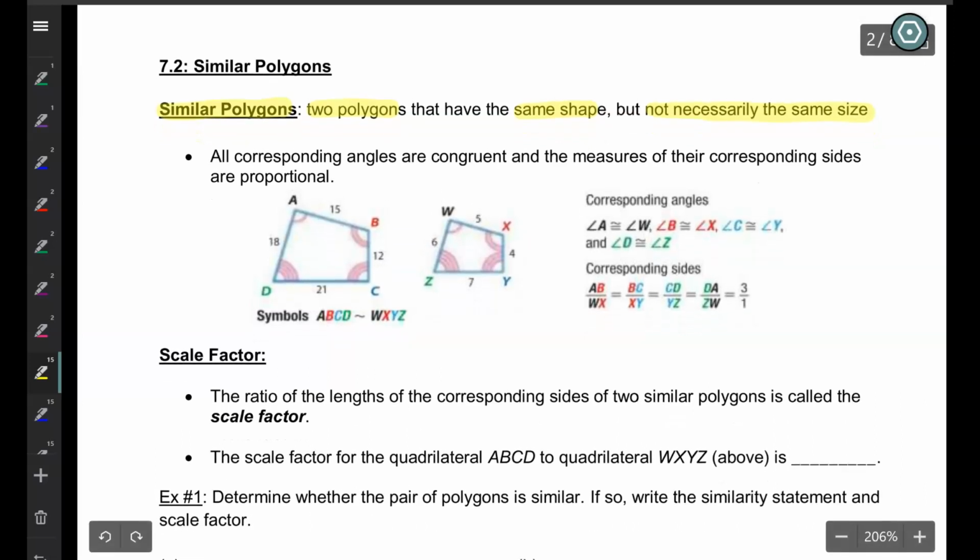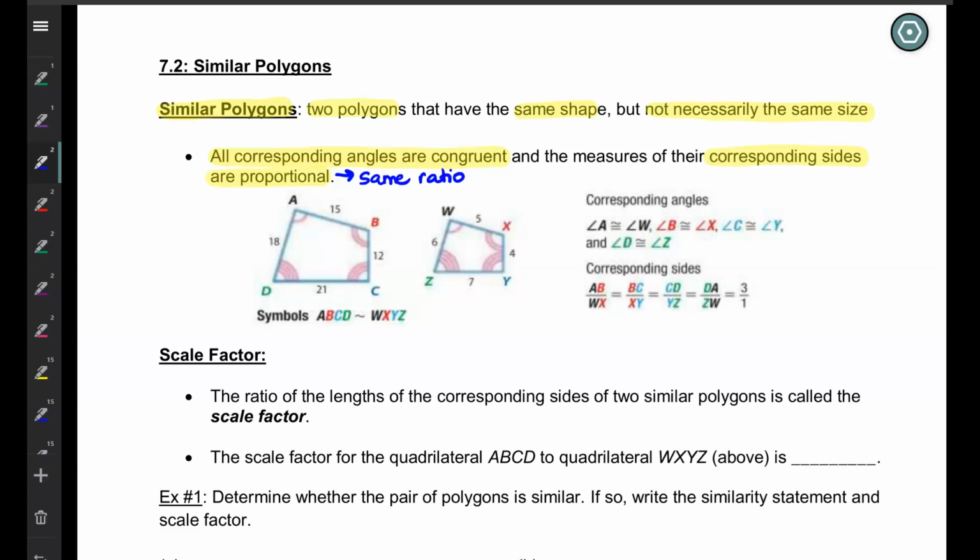All right. What we want to make sure with similar polygons is that all the corresponding angles are congruent. You can see the two pictures below of quadrilateral ABCD and quadrilateral WXYZ. Each of those corresponding angles are congruent to each other. The other piece we have to make sure of is that the measures of the corresponding sides must be proportional. In other words, they must have the same ratio.